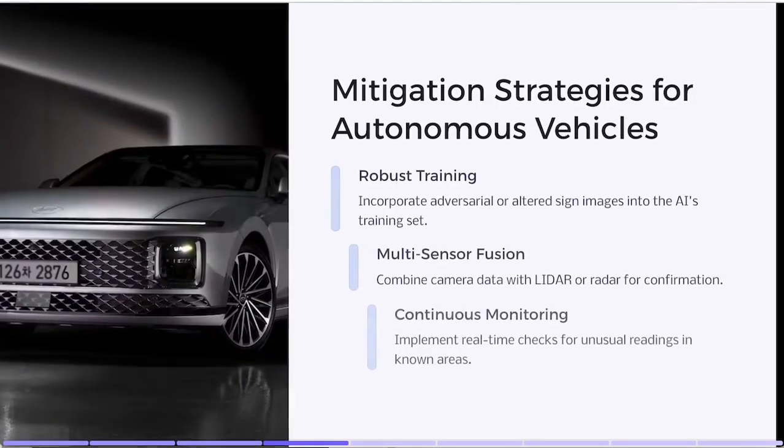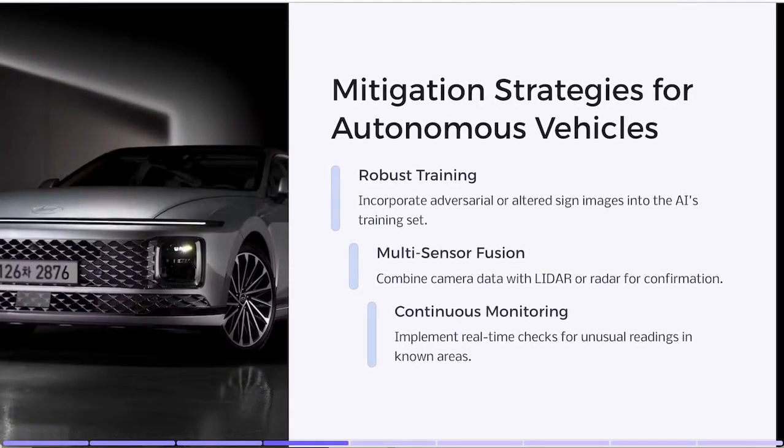So, we have some mitigation strategies to counter these risks. Robust training is one of them. Incorporate adversarial or altered sign images into the training set so the AI learns to handle random stickers or distortions. Then you have multi-sensor fusion. Combine camera data with LiDAR or radar. If the camera misreads a sign, other sensors might confirm it's a stop area. And continuous monitoring. Real-time checks for unusual readings. If a sign suddenly becomes speed limit 45 in a known stop area, the system flags it as suspicious.